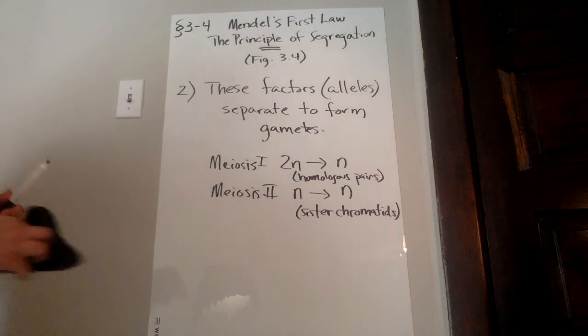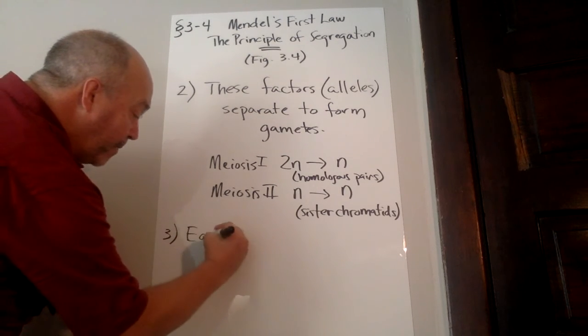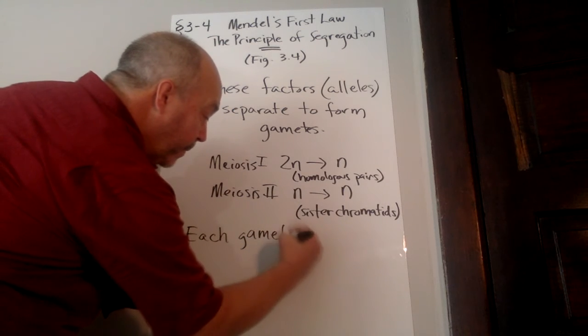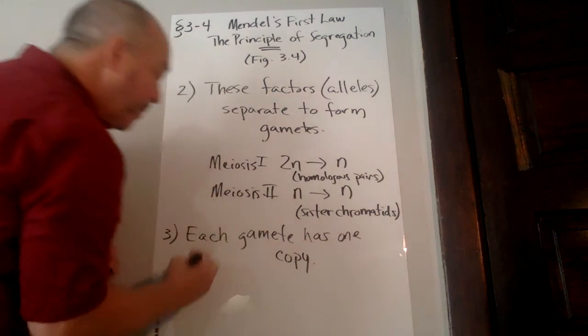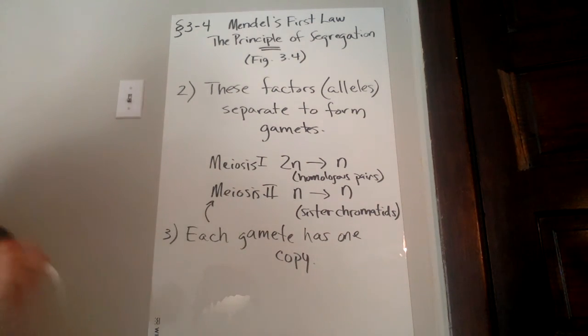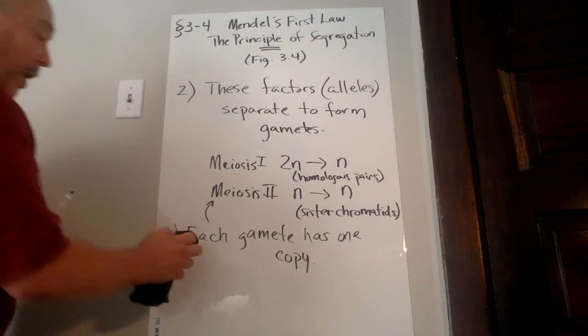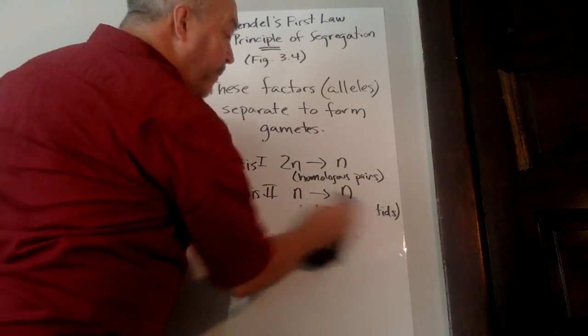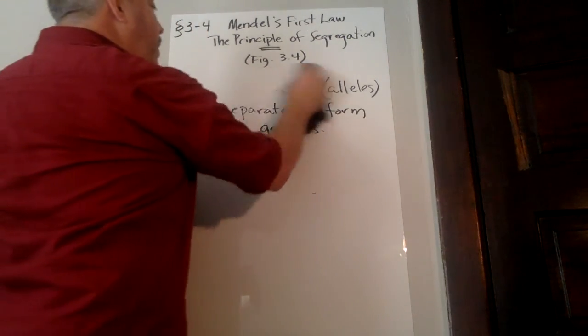After this, we're going to note that each gamete has one copy. So as we just pointed out, by the time we get done with meiosis 2, each of those sperm cells will only have one copy of that gene. Each of those eggs will only have one copy of that gene. So, in order to become adults again, to form the next generation, we need to get back to being diploid.